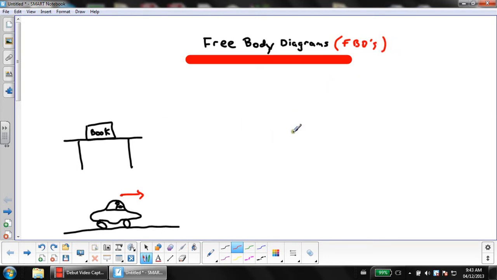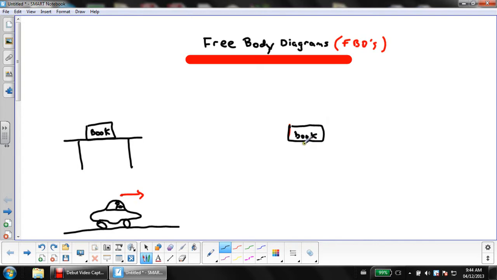So let's take, for example, this book sitting on this lovely table. When we draw a free body diagram, we only draw the object that we're interested in, and in this case, it is the book. We draw the forces that are acting on this book as it sits there on the table. We're going to represent these forces by vectors, arrows of a certain length, and all vectors will start on the object and move away. We will never have a vector arrow ending on our object in our free body diagram.